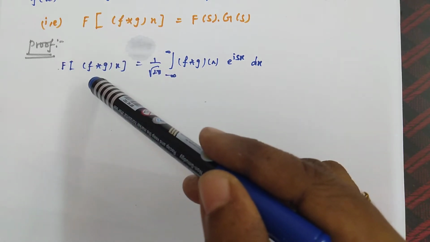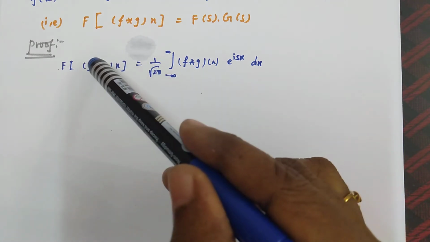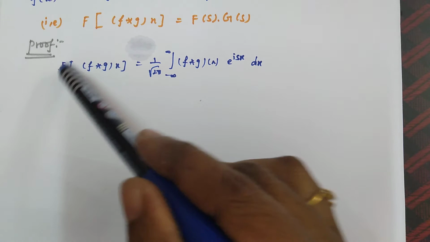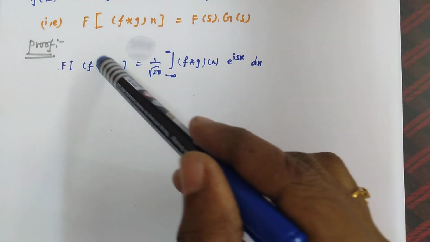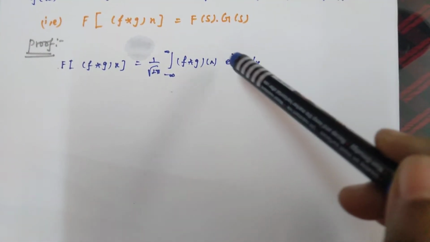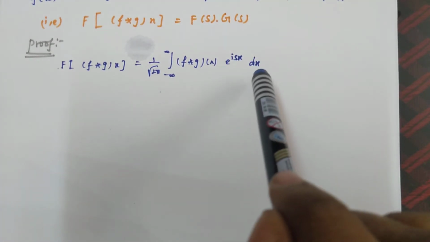Fourier transform of f star g of x is equal to, you consider this whole thing as some f of x. Then apply the Fourier transform definition. What is the Fourier definition? 1 by root 2 pi integral from minus infinity to plus infinity, whatever the function is, we write it here, into e power isx dx. So now we have applied the definition of Fourier transform.